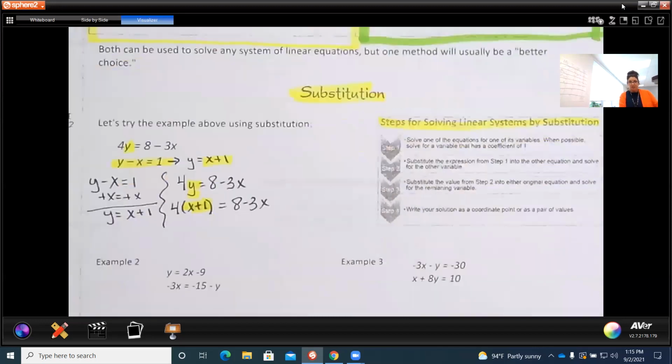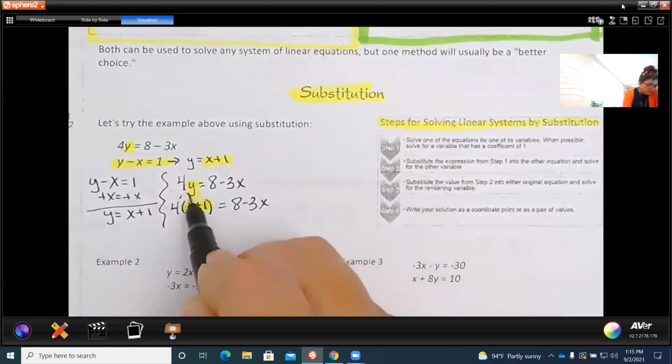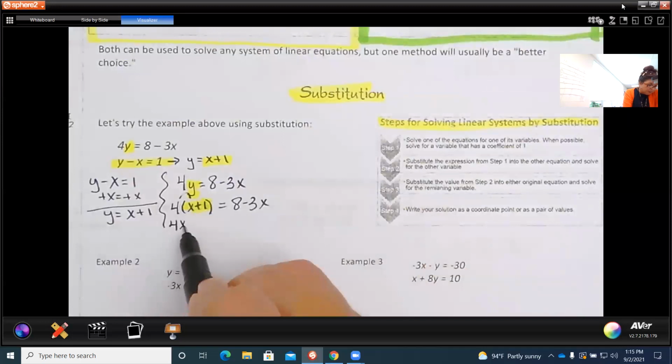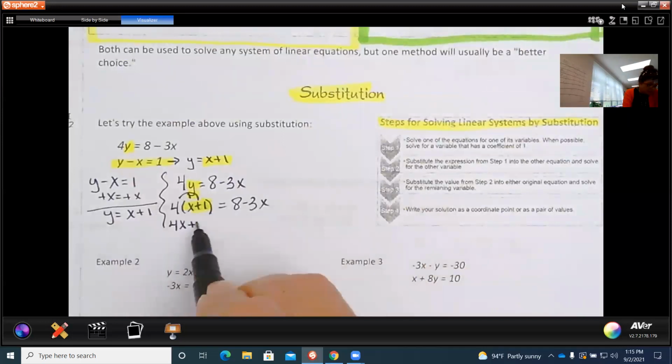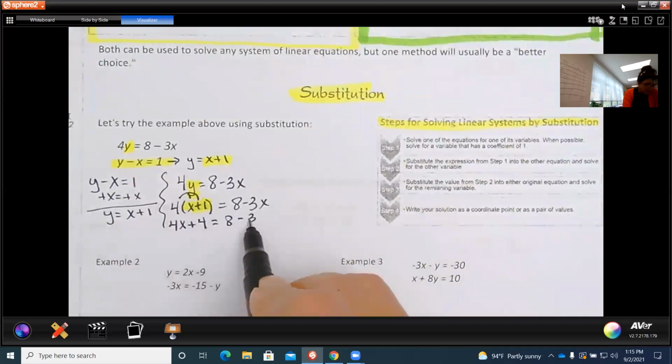Now, do you notice I only have x's in my equation now? There's no y's, okay? So what do you think I'm going to do? Distribute. What's my goal? Yeah, I want to solve for x. If I don't have 2 variables now, I'll just have 1. So I'm going to solve for that variable, okay? So yeah, I'm going to start by distributing. So 4 times x is 4x. 4 times +1 is +4 equals 8 minus 3x.